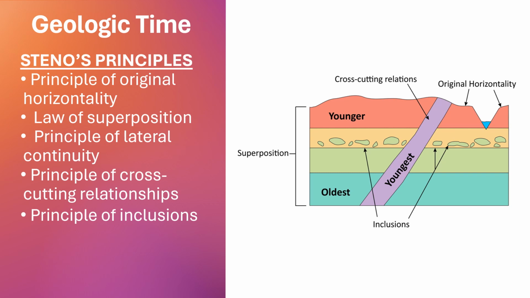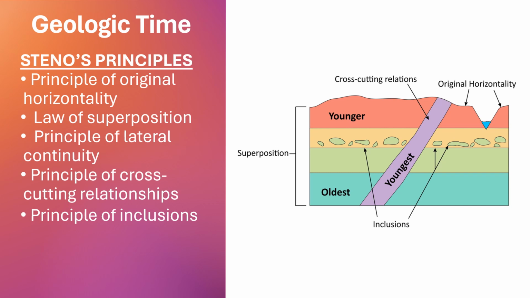There's the principle of lateral continuity. You can expect a sedimentary layer to extend in all directions, thinning on the sides. There's the principle of cross-cutting relationships. So this is also sometimes called the principle of intrusions. If you have something cutting across several layers, whether that be a fault or an igneous intrusion, that intrusion or thing that cuts across will be younger than the rocks it cuts across.